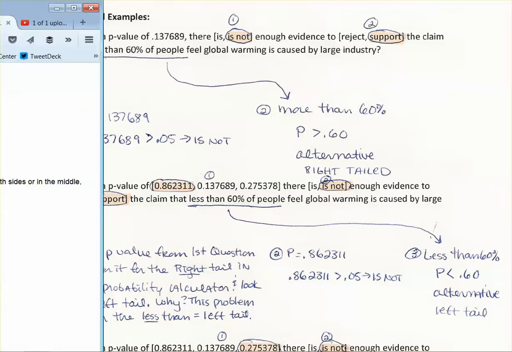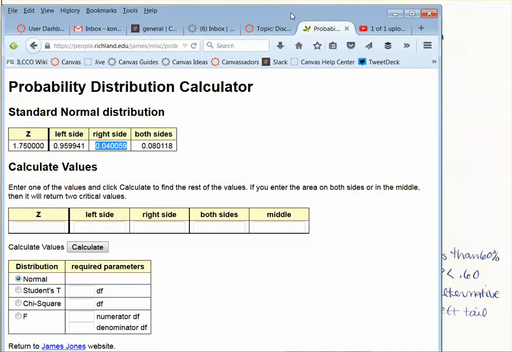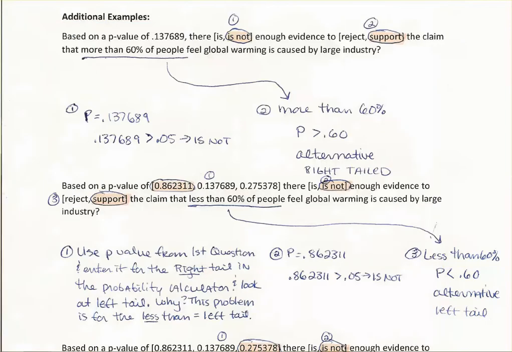So what you do is come over to your handy-dandy probability distribution calculator, and you know that it's a right tail. So you're going to enter the 0.137689 into the right side and click calculate. So now we've got our different probabilities. But how do we know which one we're looking at? That's where we have to look at this claim. Because you remember, the claim tells us whether we're looking at the right side, the left side, or both sides.